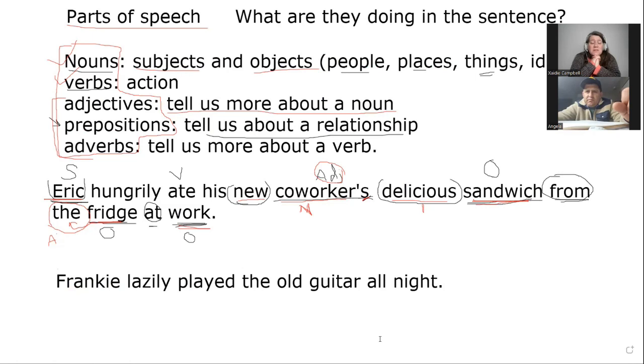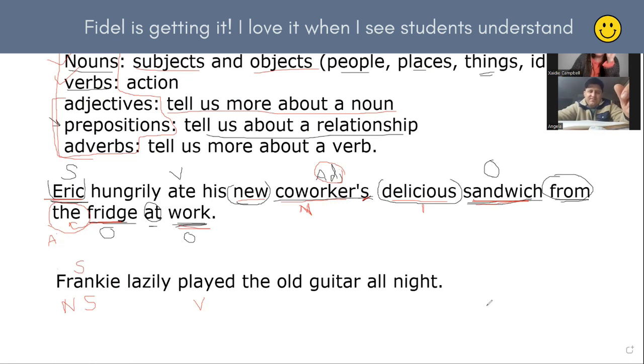Let's talk about what you see here. Let's first identify the nouns, verbs, adjectives. The verb is easy. Played. That's the verb. Good. Our subject, Frankly. Good. That's our subject. So it's a noun, right? Subject is a noun. I get confused. Okay. So subject is a noun.